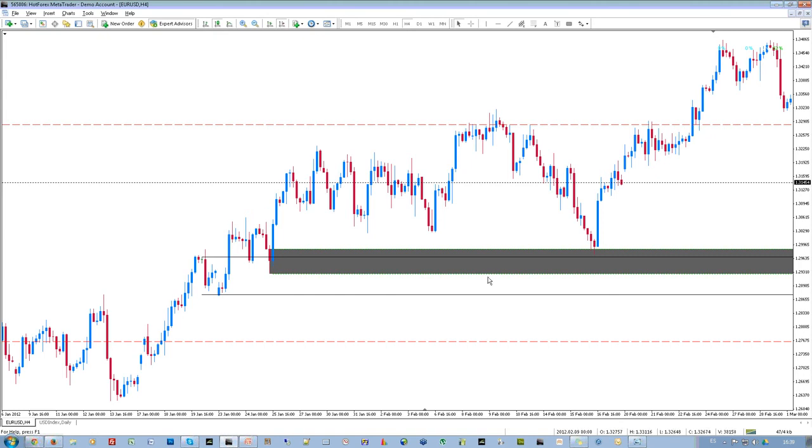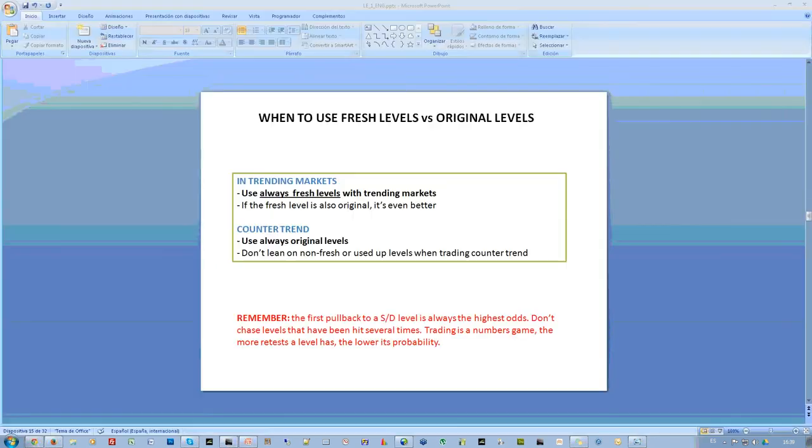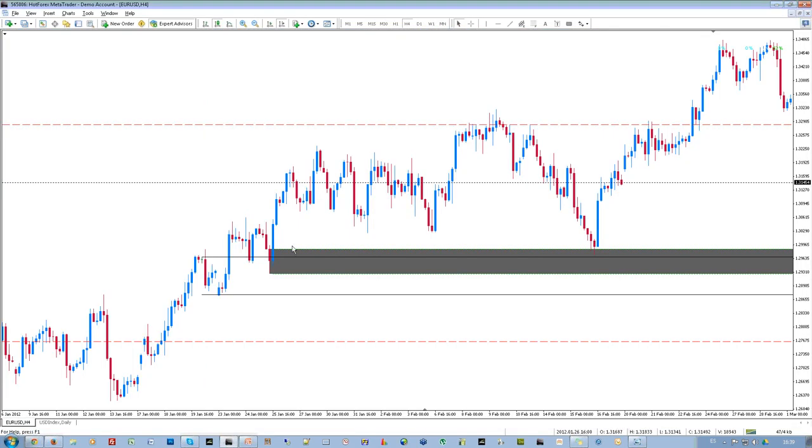And we look for fresh areas of demand and original areas of demand. Why do we have to look for original areas of demand? Because on a counter trend on our entry time frame, we always use original levels. We do not lean on non-fresh areas. So do we have an original level? Let's see. We draw a horizontal line here.